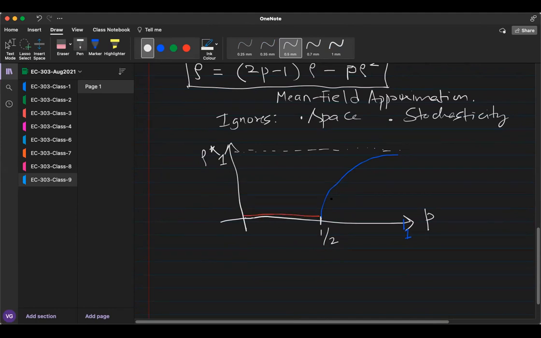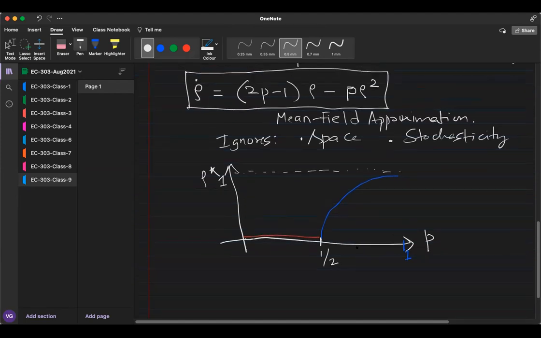Now, of course, as we know, this is an approximation. If you were to actually simulate the system and calculate rho star as a function of P, you might find something very different, by the way. There is no guarantee this will be true. But it provides a starting point for us to think about what might happen in this spatial stochastic system. Any questions? So far, I have just revised what we did in the previous class.